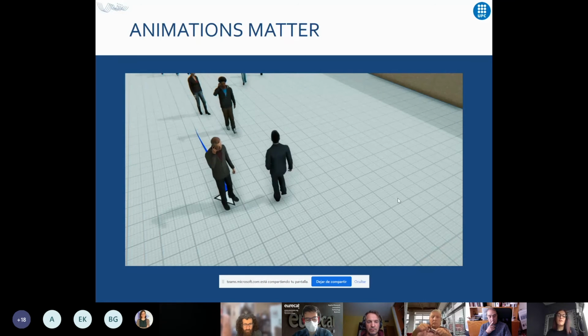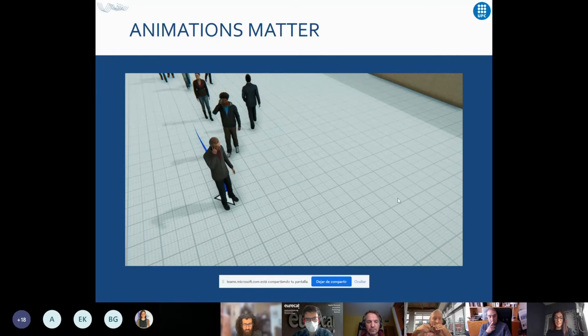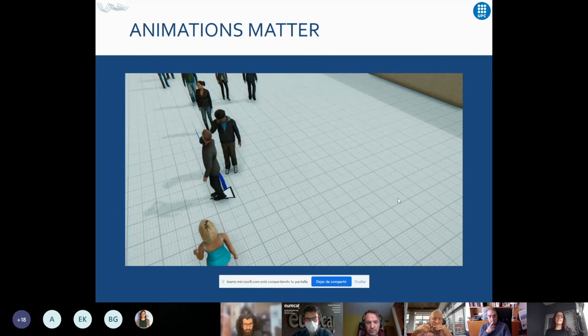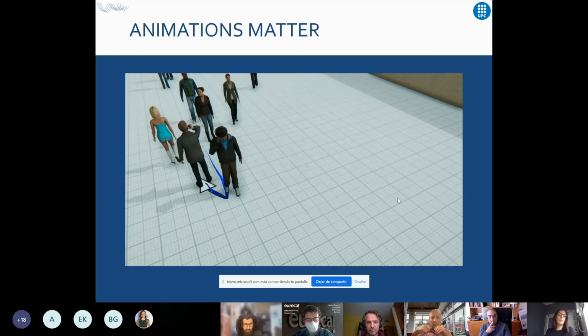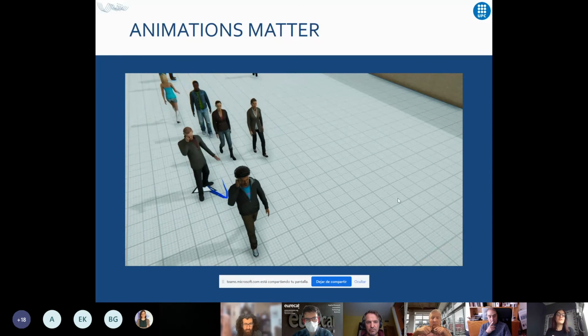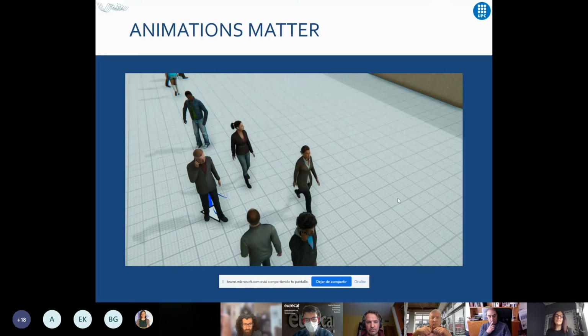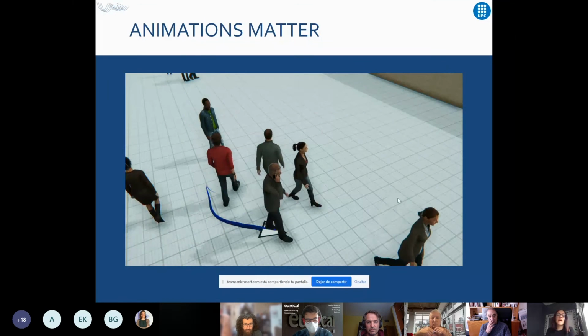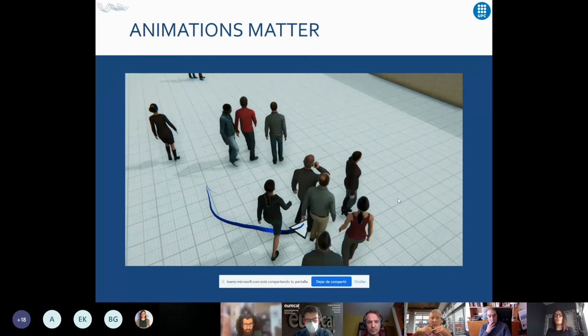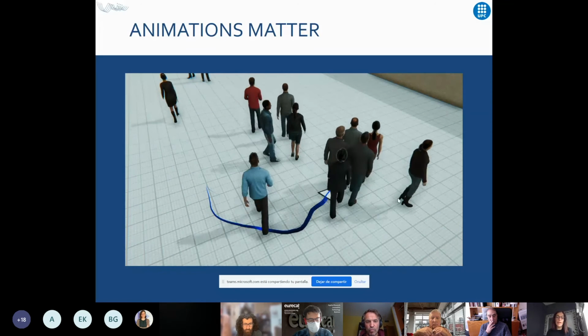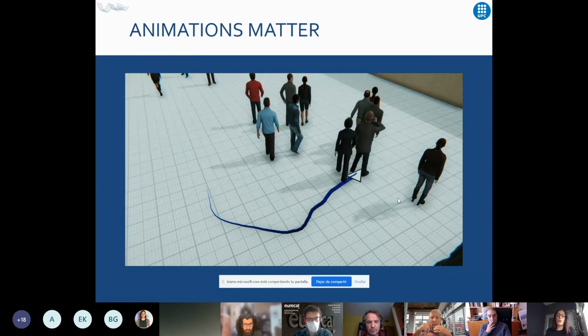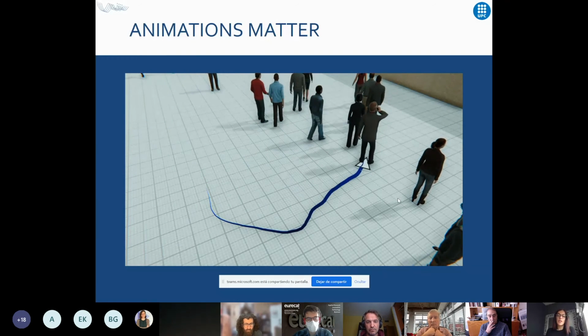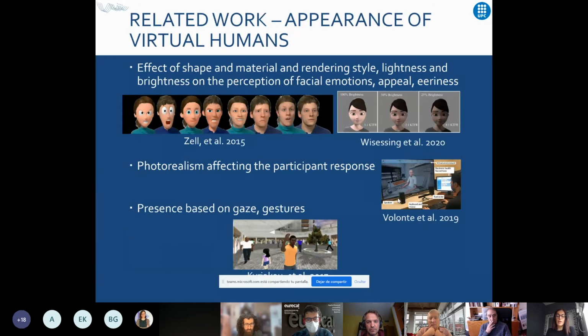We simply added a cell phone in this virtual avatar's hands. And automatically, if you show this to people, it immediately appears more realistic than the first simulation. Basically, the reason is that the animations are giving some meaning to the overall behavior, to the overall trajectories of these characters.